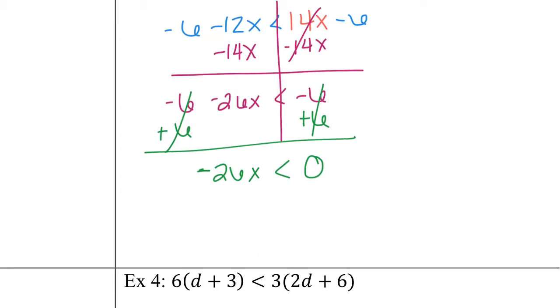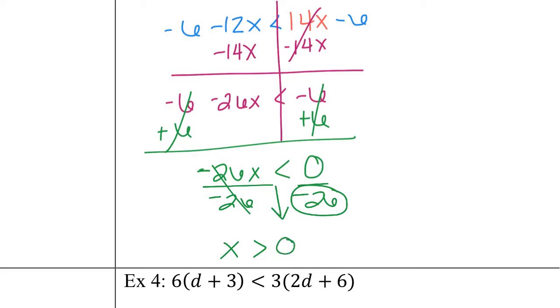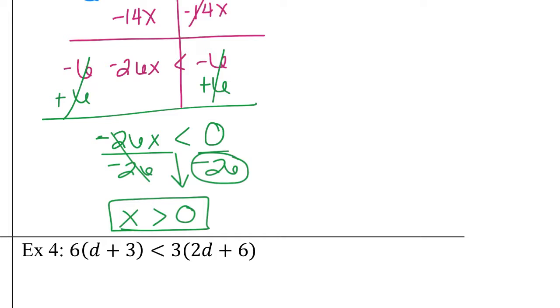Then I need to get x alone, so I'm going to divide by negative 26. And again, since I divided by a negative, this symbol in the middle will flip over. So it's actually x greater than 0. There's the algebraic. Now let's go ahead and graph it.